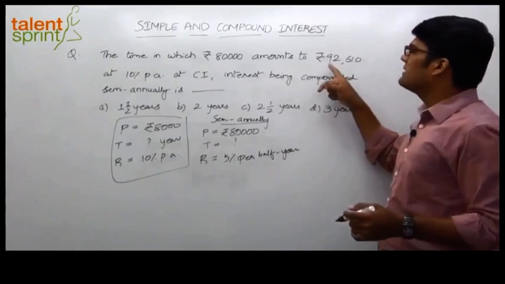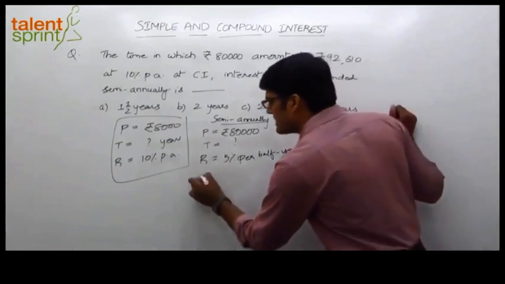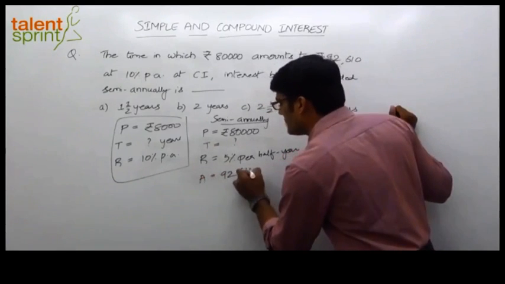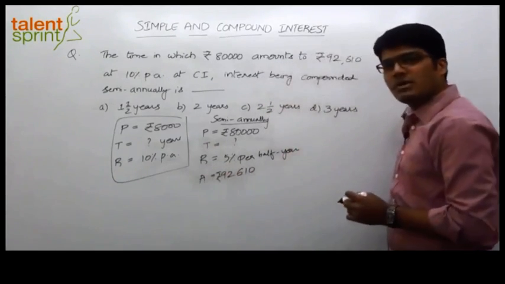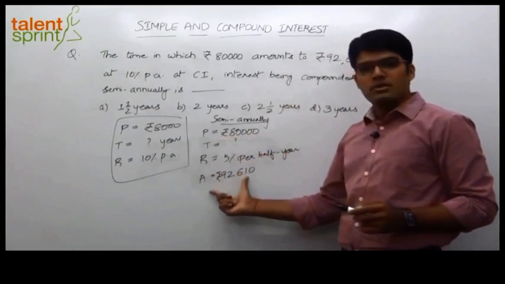The given amount is 92,610. Amount is given as 92,610. So you can calculate how much is the interest. How do you calculate that? You know the principal, you know the amount. Can you get the interest here?